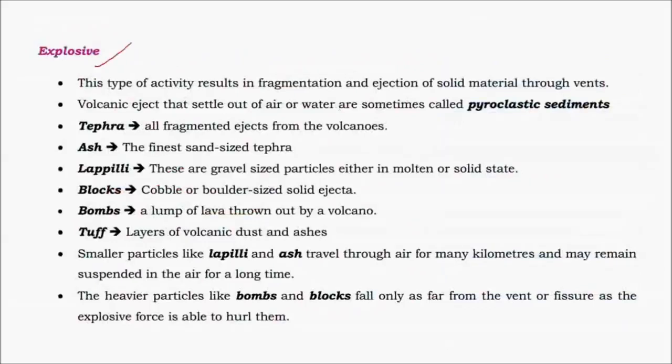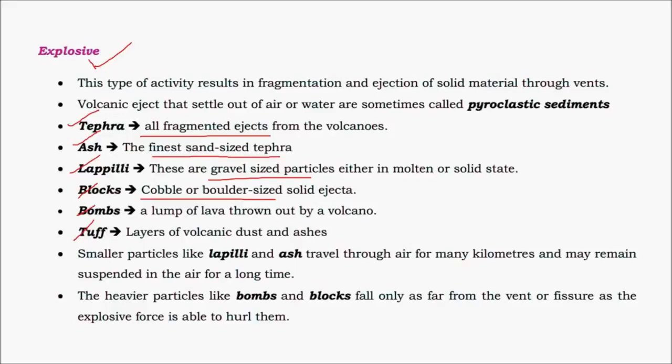And the next one is the explosive type. As the name itself suggests, it is explosive in nature. It throws out various constituents which are called tephra. They are all ejected fragments during the volcanic eruptions. Tephra consists of ash, lapilli, blocks, bombs and tuff. Ash is simply the finest particles of tephra, whereas lapilli are gravel sized particles. Blocks are pebble sized solid ejecta, which are thrown very far during violent volcanic eruptions.